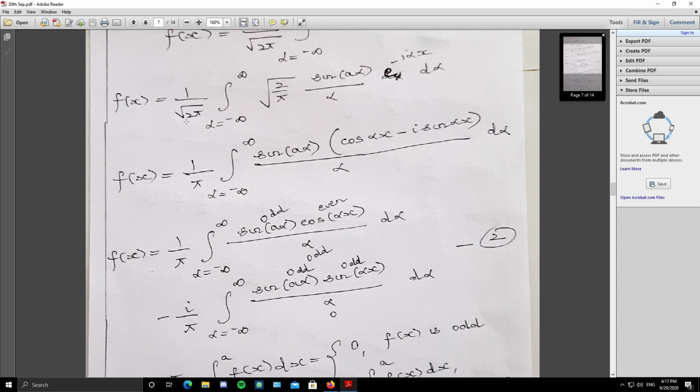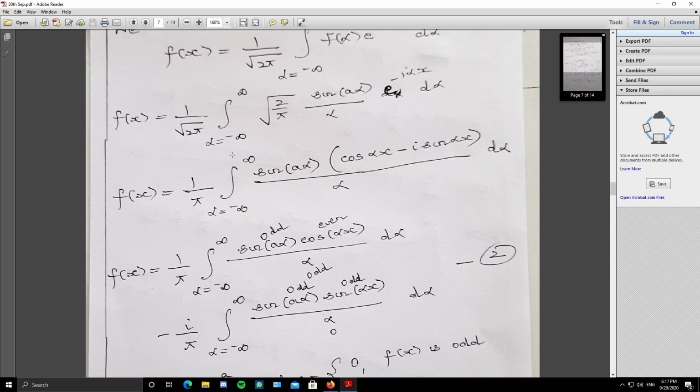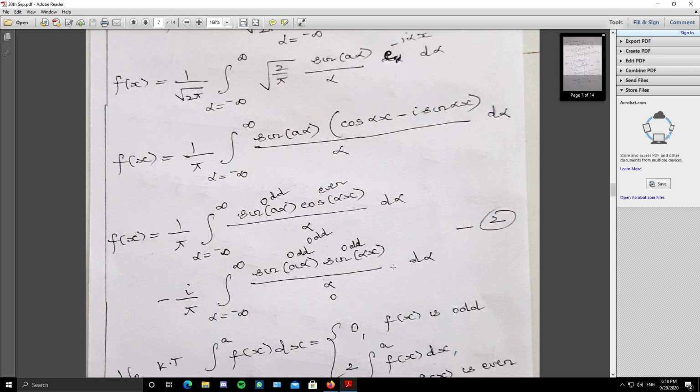So root 2 gets cancelled. Root of pi into root of pi is pi, so we have 1 by pi, integral minus infinity to infinity, sin a alpha into cos alpha x minus I sin alpha x by alpha d alpha. Now whenever you have an integral from minus a to a form, you have to discuss odd and even function. So I am splitting into two integrals. The first integral, sin a alpha cos alpha x by alpha d alpha, minus I times sin a alpha sin alpha x by alpha d alpha.